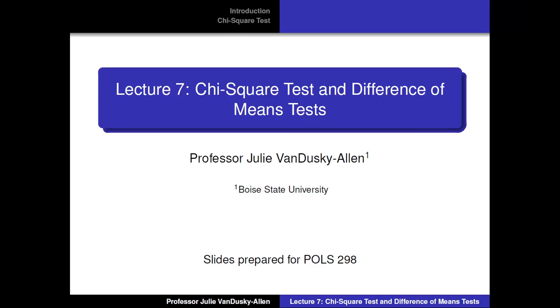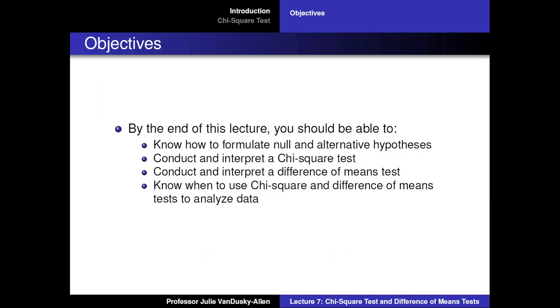This is Lecture 7, Chi-square and Difference of Means Tests. By the end of this lecture, you should be able to know how to formulate null and alternative hypotheses, conduct and interpret a chi-square test, conduct and interpret a difference of means test, and know when to use chi-square and difference of means tests to analyze data.